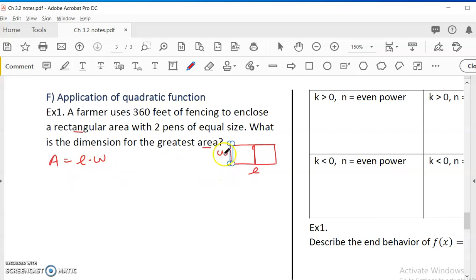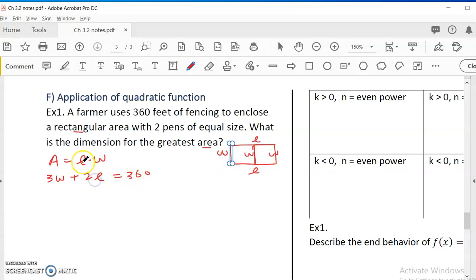We know some information between W and L because all in all, I use 360 feet. So this is W, and the other side is also L. You can see that 3W plus 2L is equal to 360, right? So that's all the fencing. Usually it's 2W, but because I need a divider to divide it into 2 pens, that's what I do.